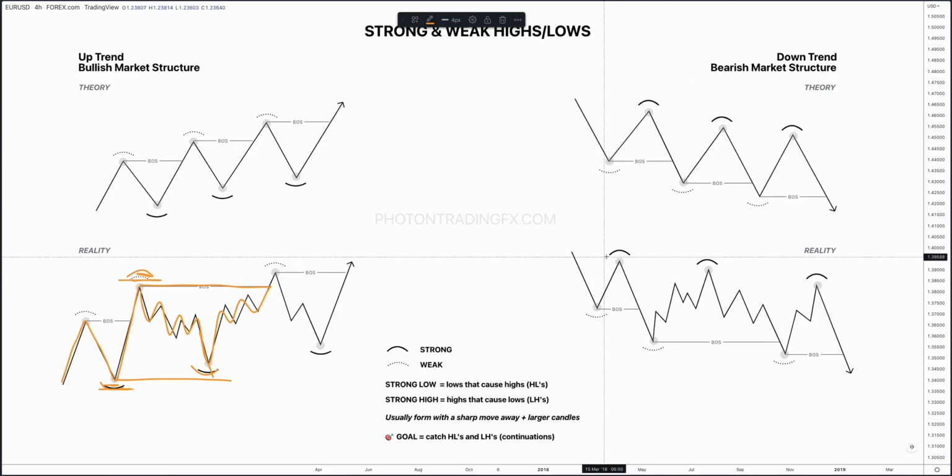Same thing from here, right? If it's bearish, we want to be selling from the strong high, right? So we want to be trying to catch this move. We want to be selling near this strong high. And what do we want to target? We want to target this weak low here.